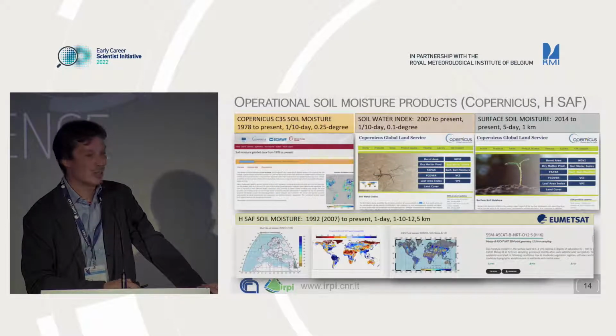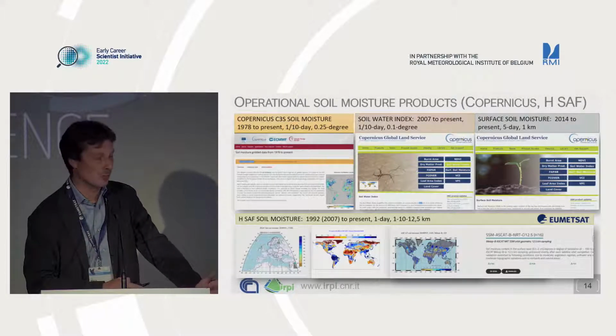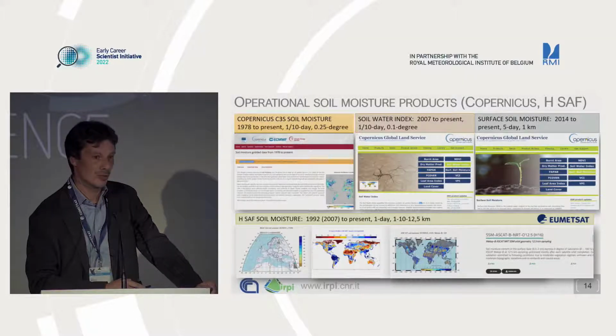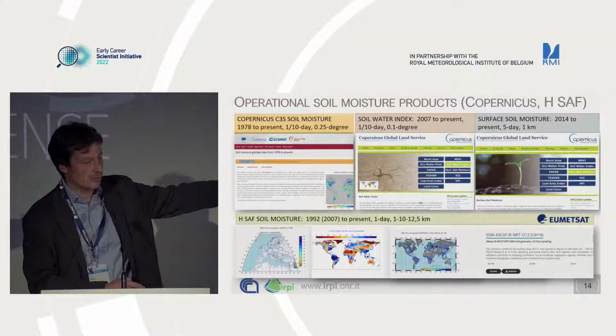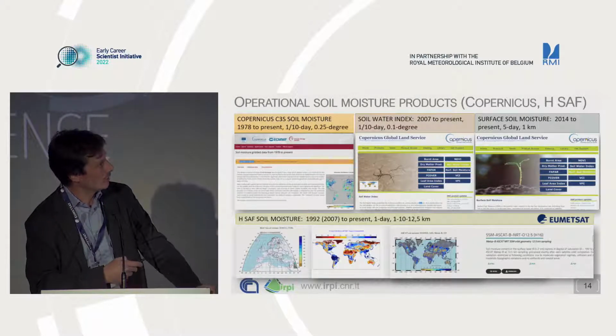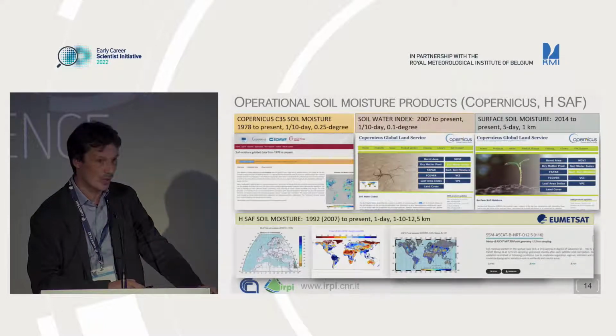Now we have different operational soil moisture products. They are operationally available. There are 3 examples here in Copernicus, long-term, high resolution, and this is high resolution, 1 kilometer. This is from 2007 to the present by using ASCAT soil moisture.